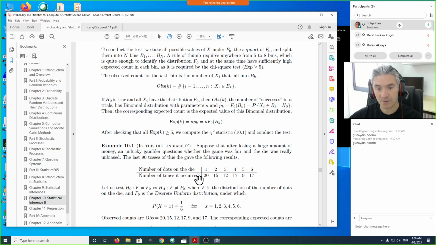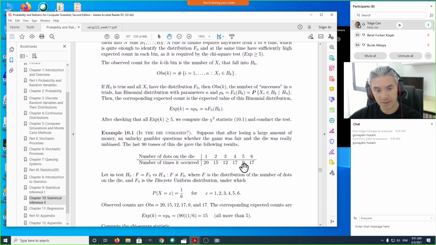Can we observe the same thing by chance? Since it's a sample, we don't always expect them to be 15, 15, 15, 15, right? Due to chance, there may be differences. So is this deviation from 15s significant enough to claim that the die is not fair? So again, we can do this hypothesis test. Our null hypothesis is that the die is fair. The alternative hypothesis is that it is not fair.